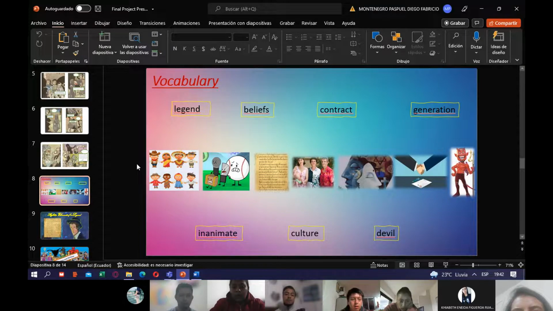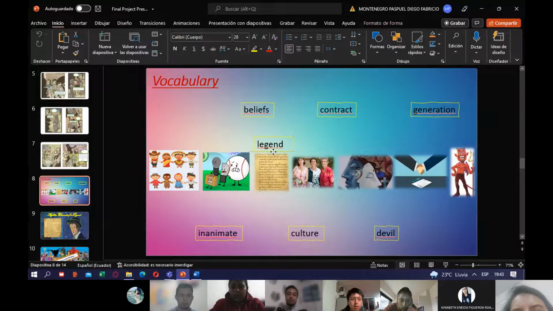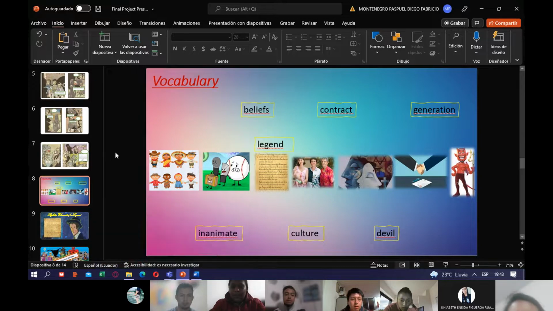Kiabet, which image is related with legend for you? Maybe the third image. The third image. Okay, thank you. And Juan, can you hear me? Yes, teacher, I'm sorry. The connection. Don't worry. Inanimate. Which image is related with inanimate?